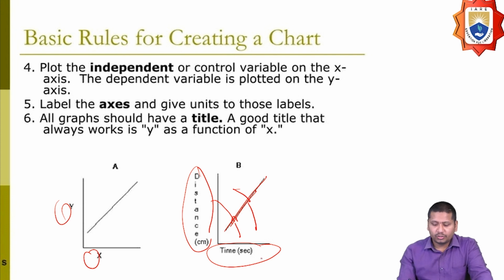So plot the independent or control variable on the x-axis and the dependent variable on the y-axis. Label the axes and give units to those labels. All graphs should have a clear-cut title. A good title always works as y as a function of x.